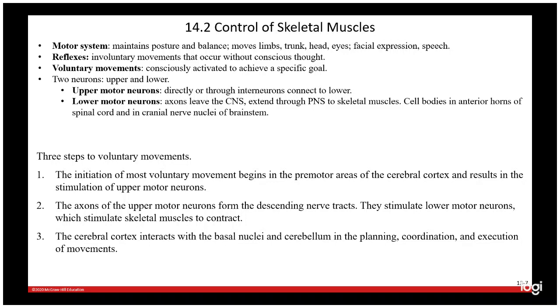And then the axons of the upper motor neurons go down those descending nerve tracts that I told you about in the last chapter. They stimulate the lower motor neurons, and that is what stimulates the skeletal muscles to contract. So the cerebral cortex interacts using the system to plan, coordinate, and execute movements.